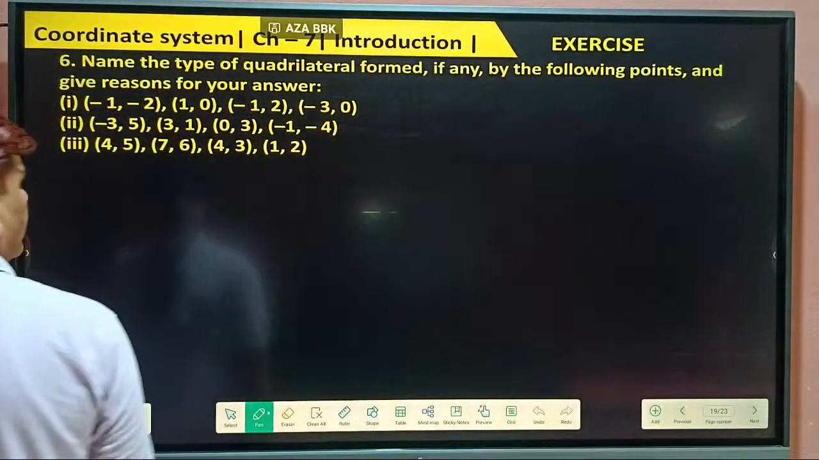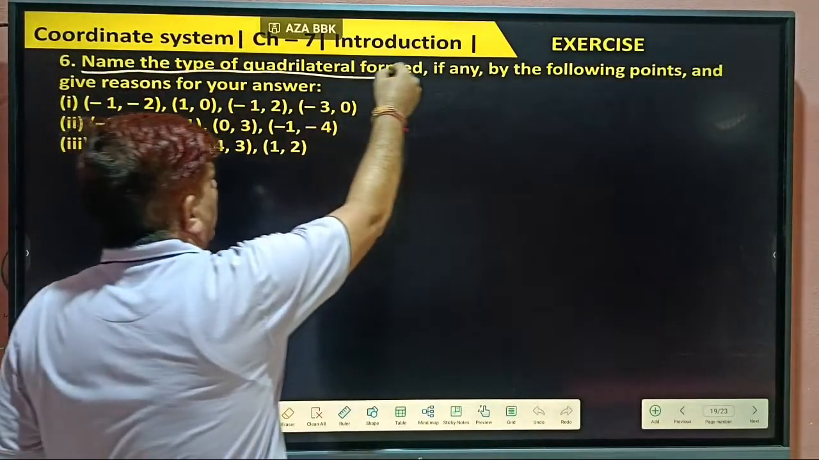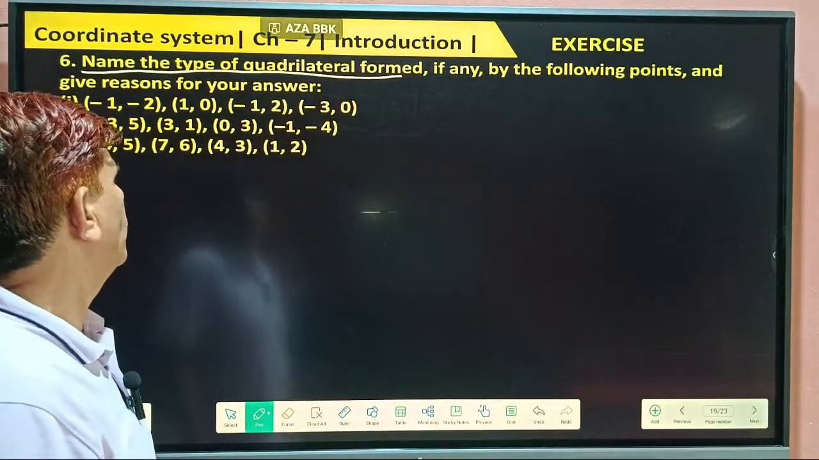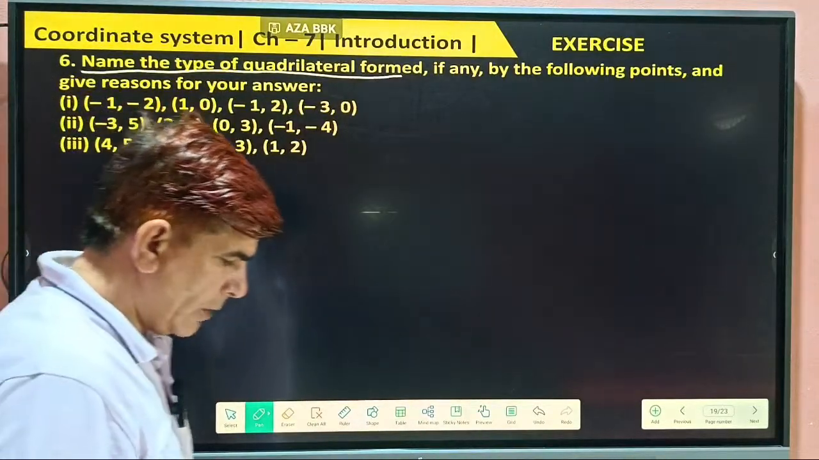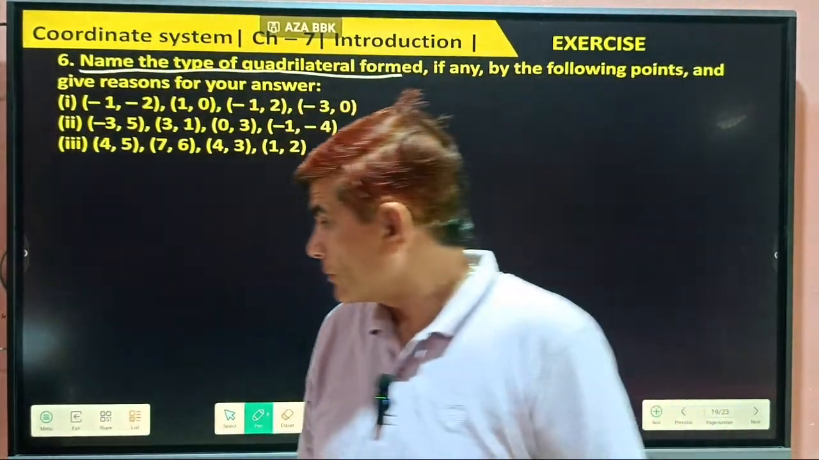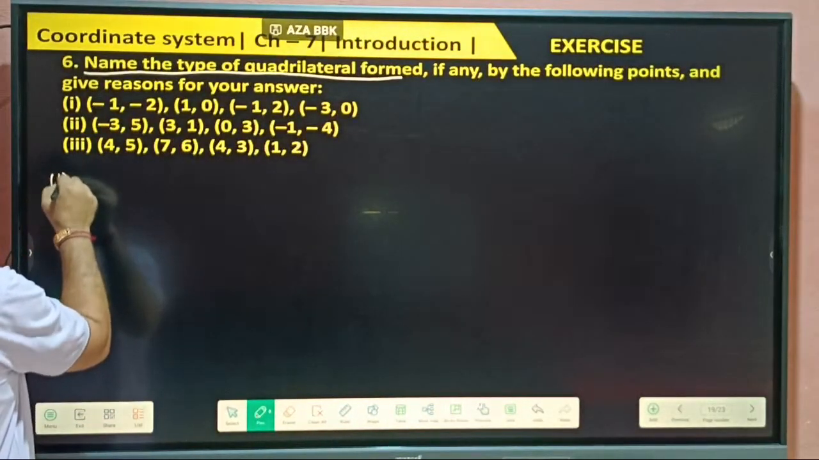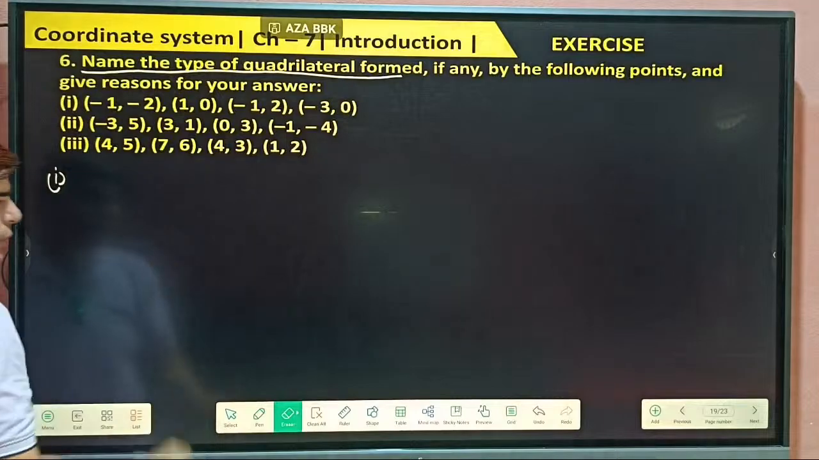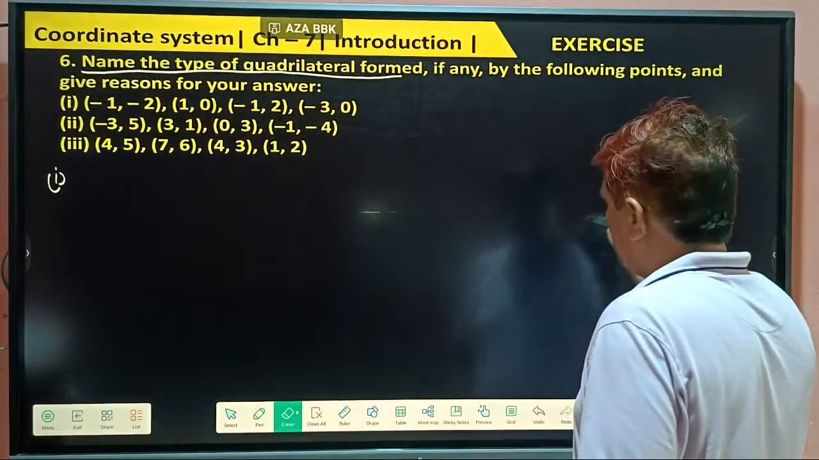Next is also like this. Name the type of quadrilateral formed, if any, by the following points, and give reasons for your answer. It means 4 points are given for a quadrilateral. You know, a closed figure having how many sides? 4 sides. So we can start from this sixth question, first part. Which part? First. We can say A, whose coordinates are given, or we can make a figure. It's better we make a figure like this.